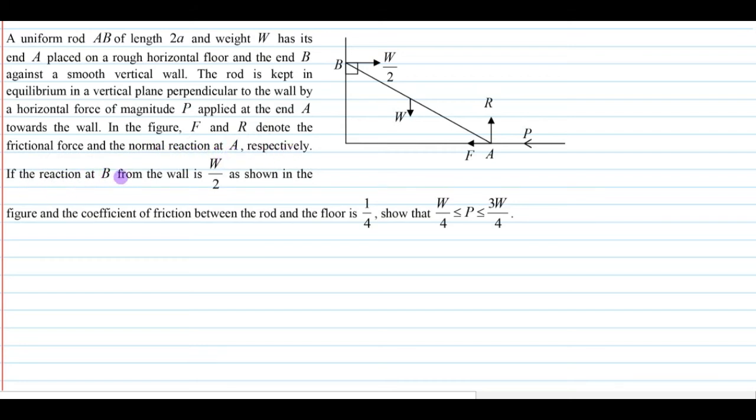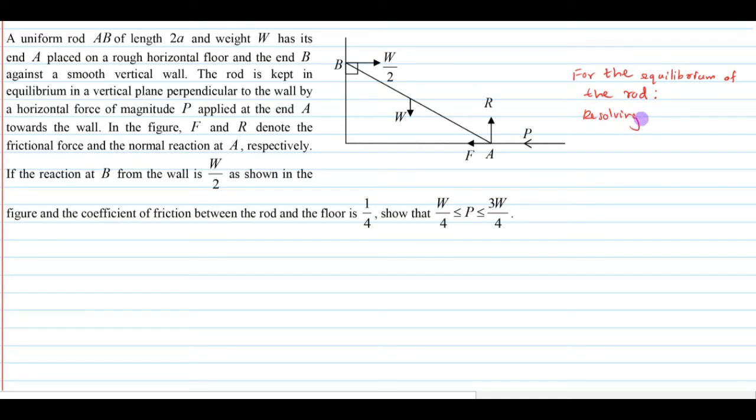If the reaction at B from the wall is W divided by 2 as shown in the figure, and the coefficient of friction between the rod and the floor is 1 over 4, show that W by 4 is less than or equal to P, less than or equal to 3W divided by 4. For the equilibrium of this rod, we can consider the forces vertically and horizontally.